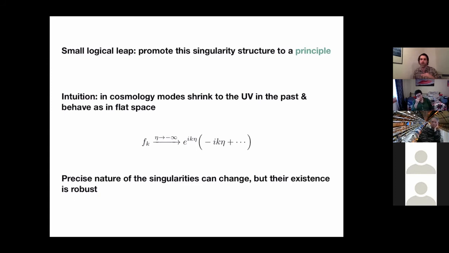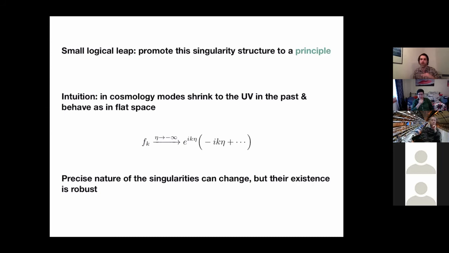And let me not ask you to blindly take this leap with me. Let me try to give you some intuition for why you might believe that this kind of thing could possibly be true. So remember, in de Sitter space, as I go to very, very early times, I can think of modes as shrinking, right? Because de Sitter space is expanding. It's stretching modes as time goes on. So the time reverse of that, modes are shrinking into the UV as I go very far back in time.